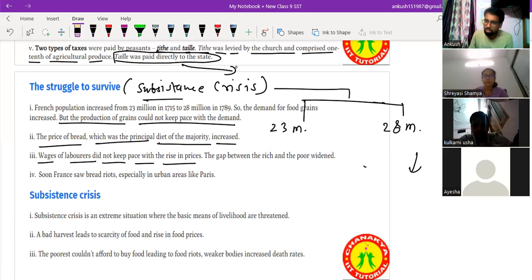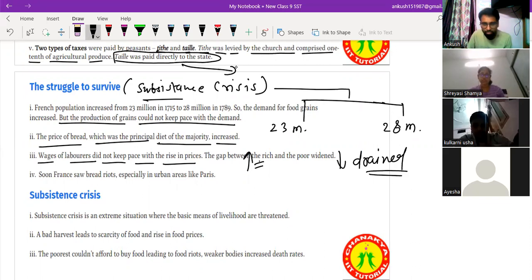What happened then? What was the result of this? The rich became richer and the poor became poorer. How did they become rich? As the prices of the commodities increased, they started to sell the commodities at higher prices. And the poor people, whatever savings or storage of money they had, that was drained. That came down. That is why the poor became poorer and the rich became richer. Suppose something has a price of 10 rupees, they would sell that commodity at 100 rupees. In this way the rich became richer and the poor became poorer.